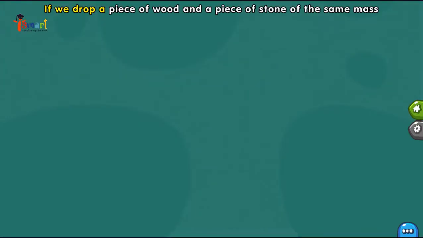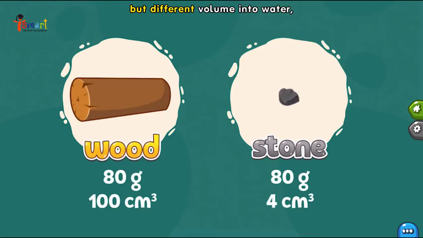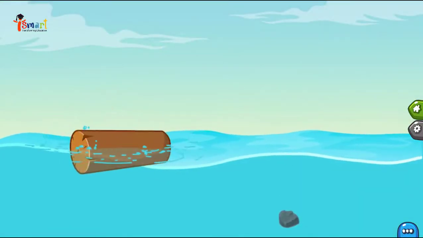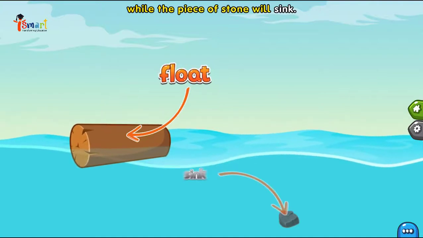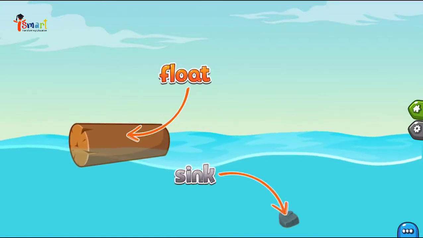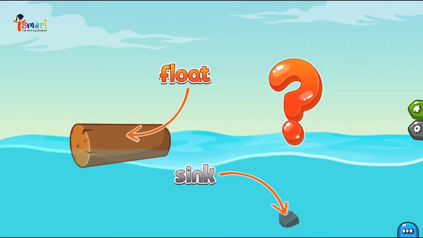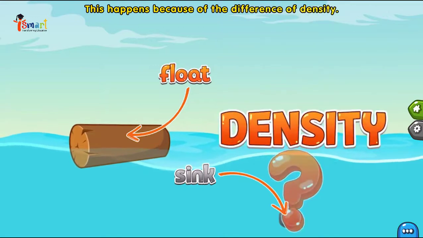If we drop a piece of wood and a piece of stone of the same mass but different volume into water, what will happen? The piece of wood will float while the piece of stone will sink. But they are of the same mass. Why does that happen? This happens because of the difference of density.